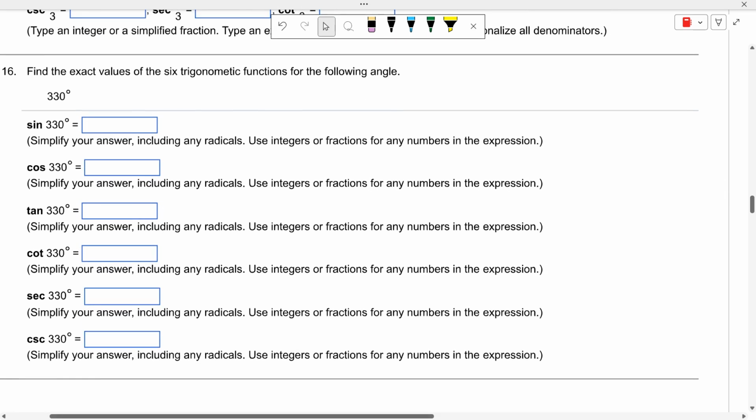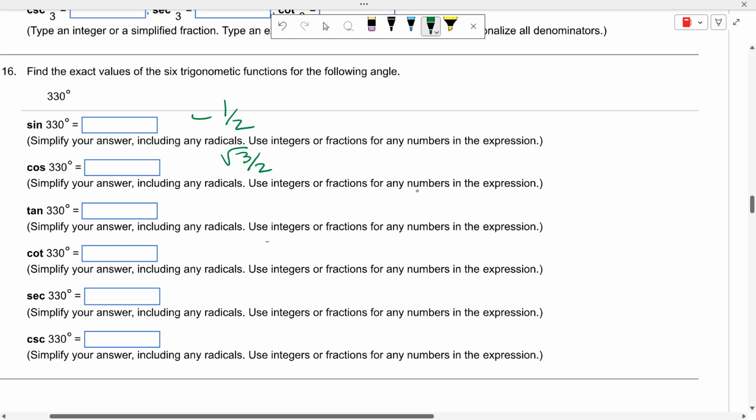330 degrees. Find 6 trigonometric functions. That's the same as the last problem that we just did. It's just in a different format. What's the sine of 330? Look on your unit circle. Sine of 330 is negative 1/2. Cosine of 330. Square root of 3 over 2. Tangent of 330.